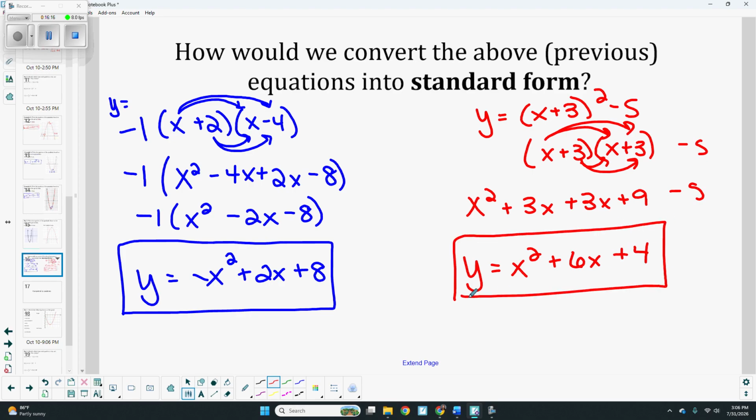So you can switch between the forms. If you need it in standard form, you can certainly start in one of the other forms and then convert it. That is the first day of quadratics.